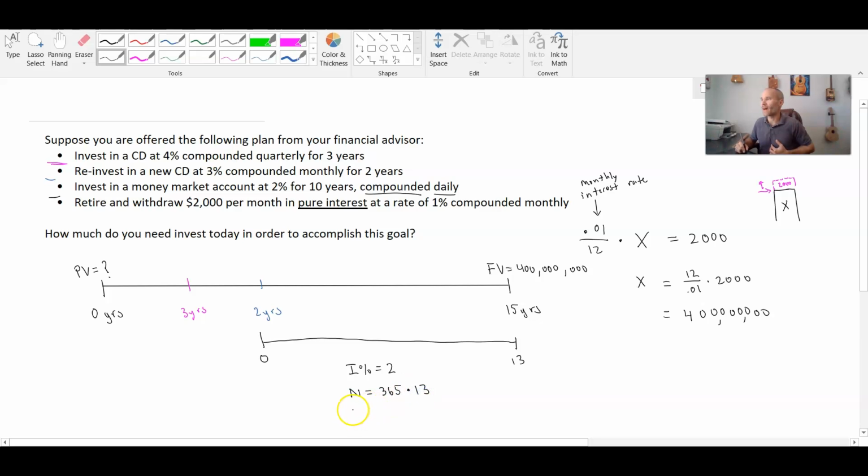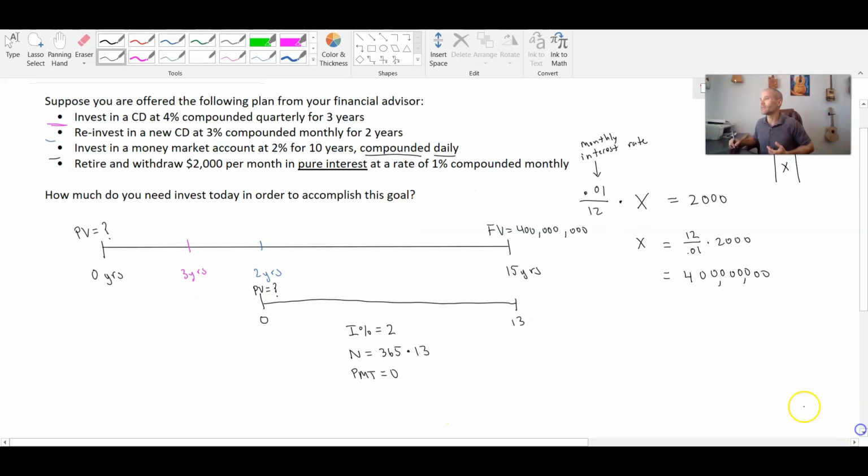My present value is unknown. My future value is going to be, for that 13-year window, this value over here. Now my PMT, I'm not making any monthly payments or daily payments, so PMT is going to be 0. That's something we'll explore later on as to what if we make regular deposits, which is more realistic, but again, we're just learning how to solve problems here. P/Y is going to be 365, C/Y is going to be 365.